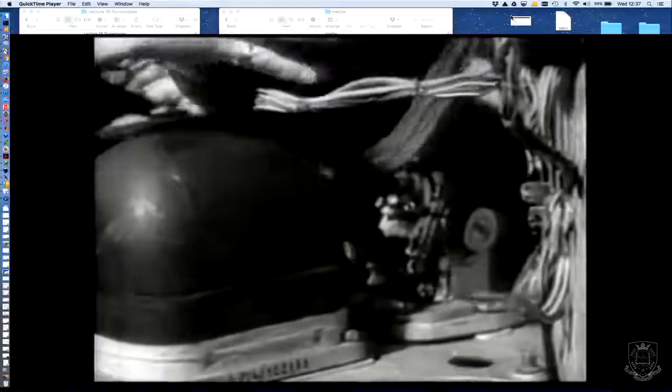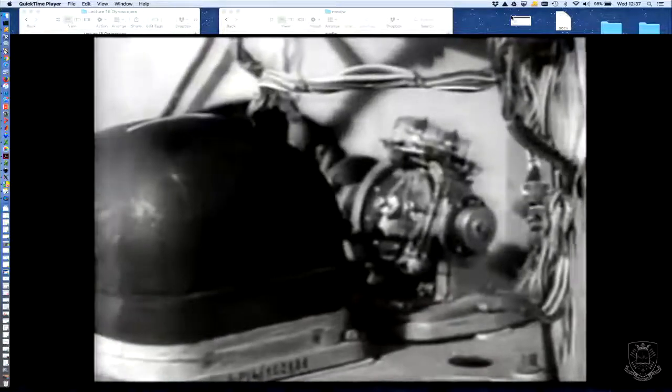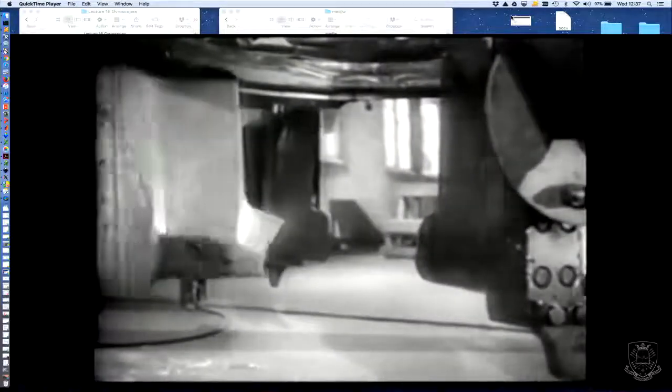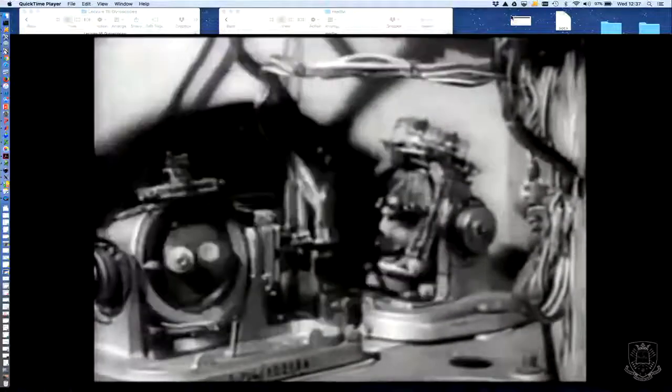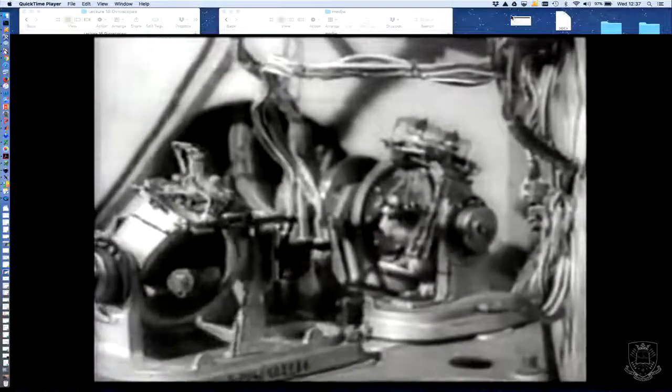This gyroscope controls the elevation of the rocket by moving a pair of the carbon vanes, thus turning the rocket from the vertical over to an angle of 43 degrees. The other gyroscope controls the direction of the rocket by the movement of this pair of vanes.